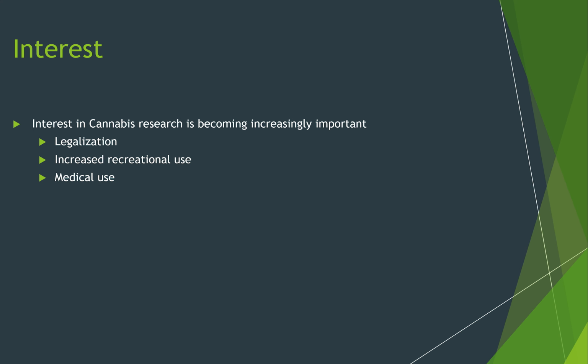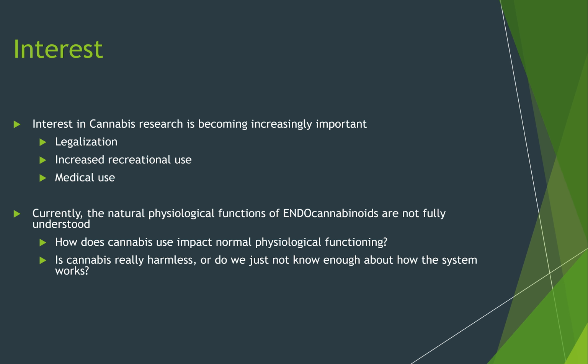What drew me to this project of studying endocannabinoid signaling is mainly due to the increase in legalization, recreational use, and medical use of cannabis, and understanding the physiological effects that cannabis use has on the body and how the endocannabinoid system normally works is becoming much more important. And we really don't know everything about endocannabinoids. They aren't fully understood yet, such as how does cannabis use impact normal physiological functioning, and is it really harmless, or do we just not know enough about the system and the long-term effects of widespread cannabis use?